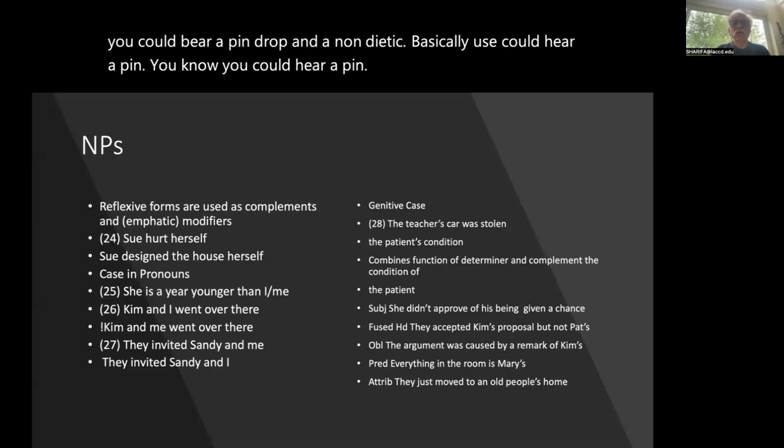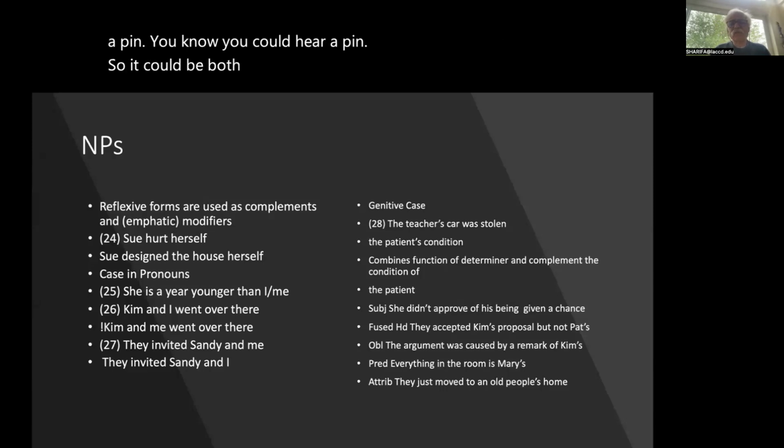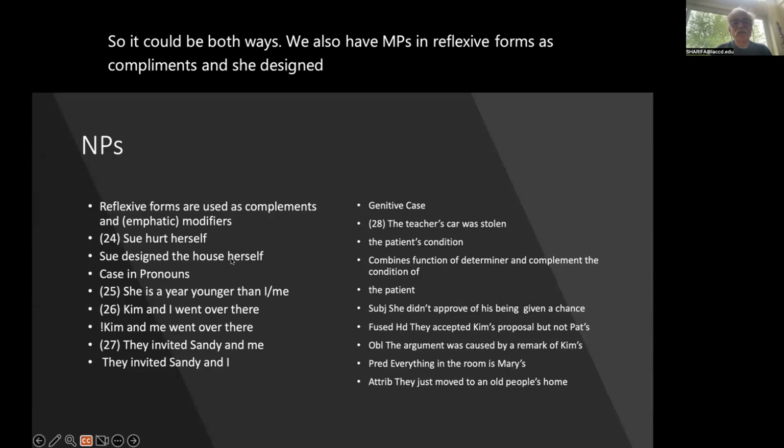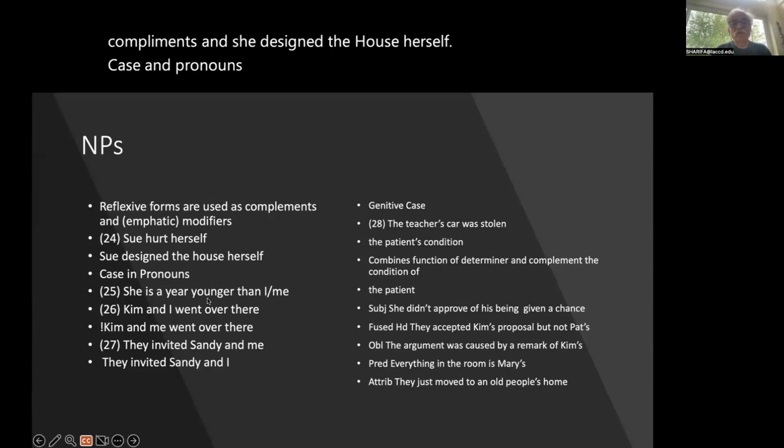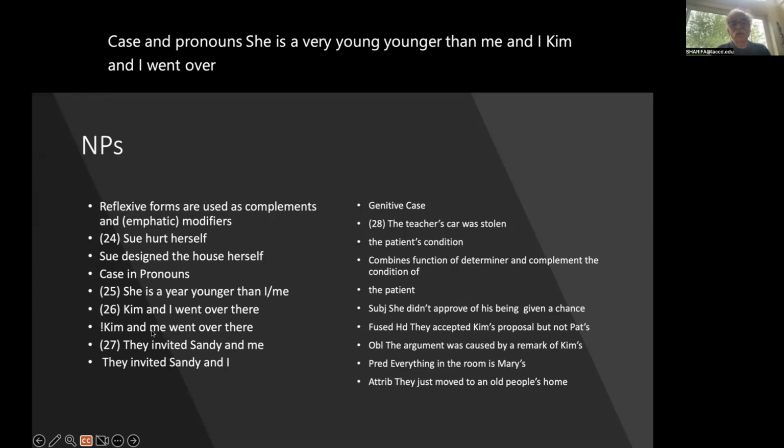So it could be both ways. We also have NPs in reflexive forms as complements. She designed the house herself. Case and pronouns. She is very young, younger than me and I. Kim and I went over there. Kim and me went over there. They invited Sandy and me.